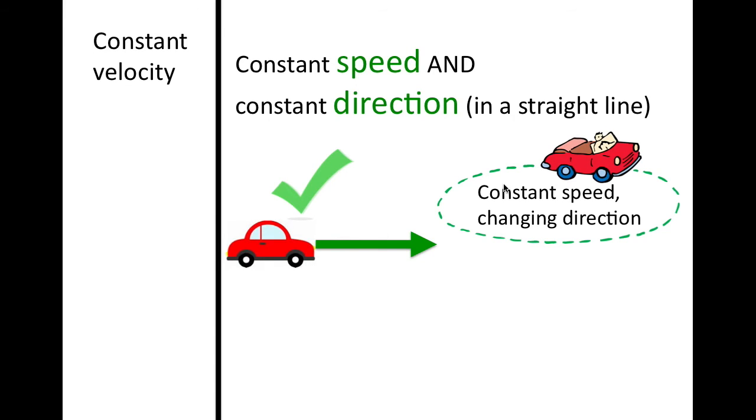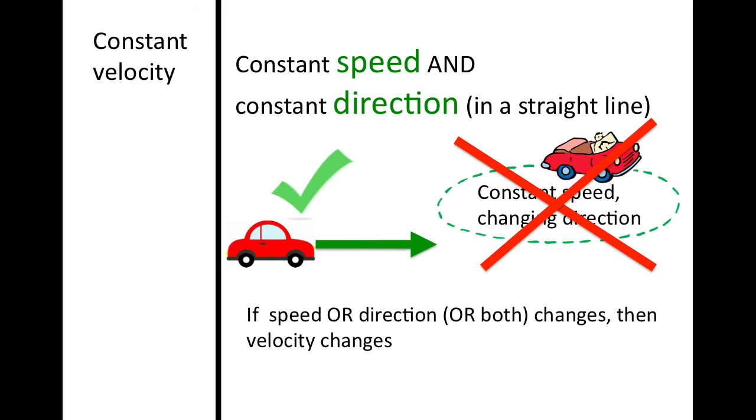Whereas over here, we have a constant speed. You could be covering the same amount of distance in a certain amount of time, but because you are going in a different direction at every second while you're going around this circle, your direction is not constant, and your velocity is also not constant. So if speed or direction or both change, then velocity changes.